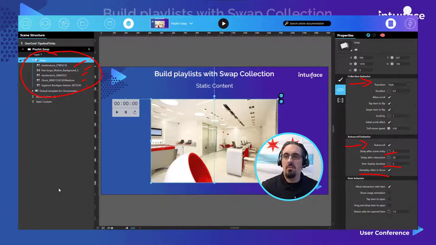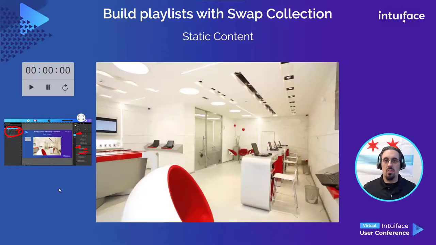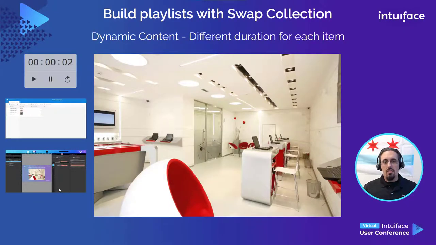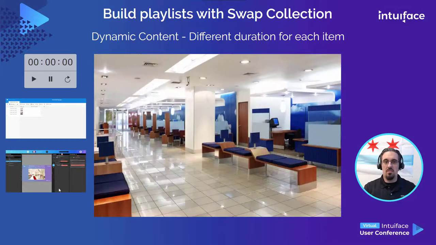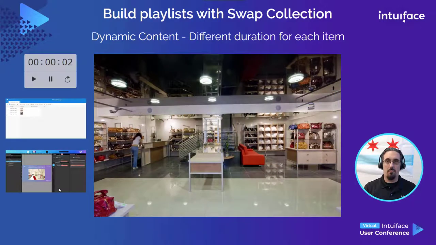What if you want to create something a bit more advanced with different durations for items, with the content coming from an external data source? In this scenario, you can see again some images. Some will have a duration of 2 seconds like the previous one. This one is for 5 seconds. 2 seconds again, and 5 seconds again. So different duration for each item.